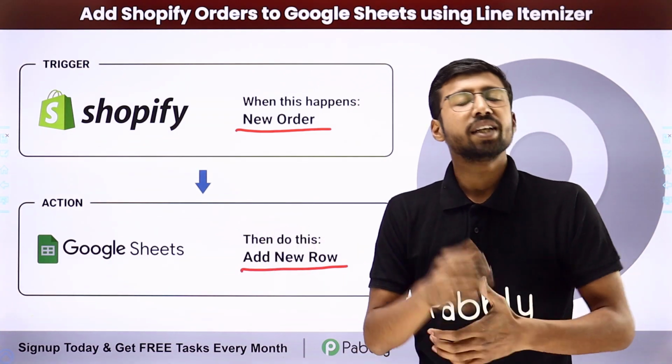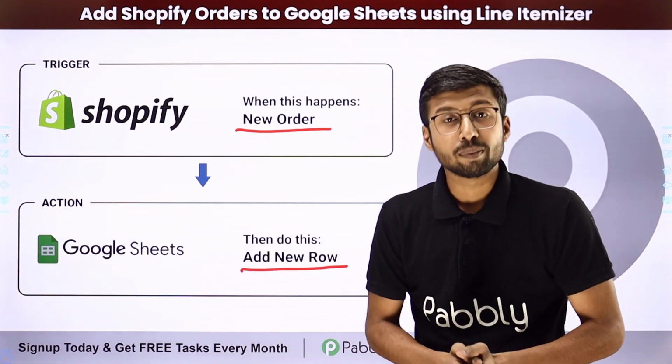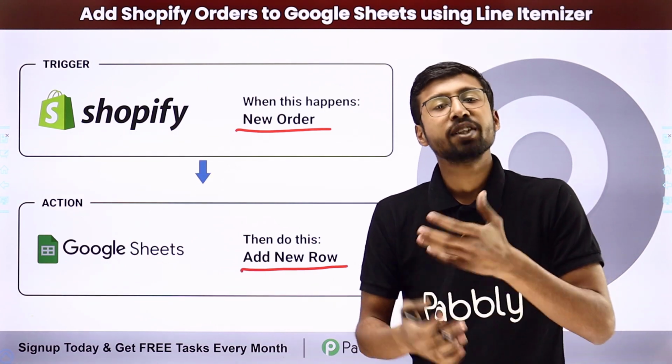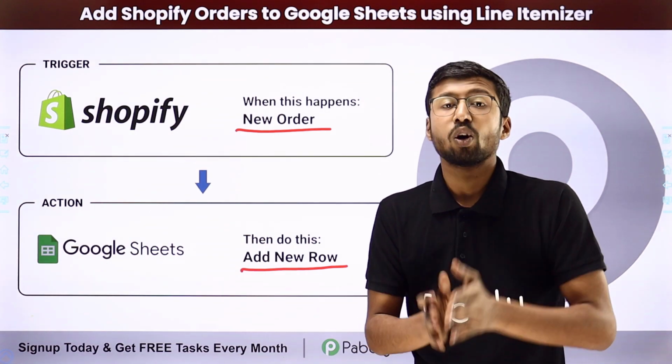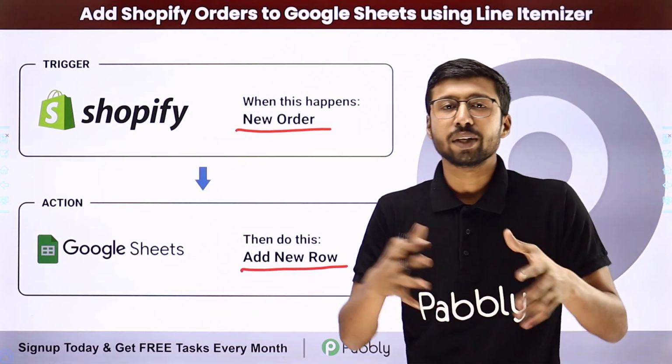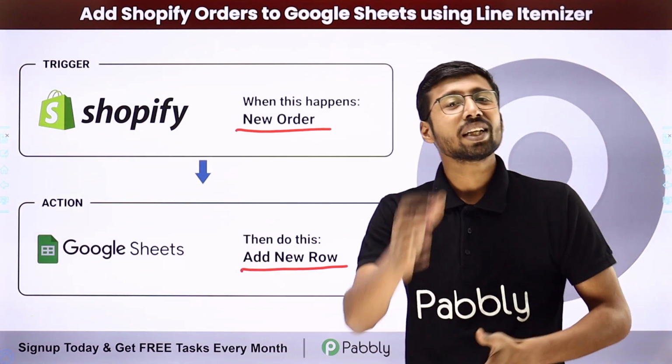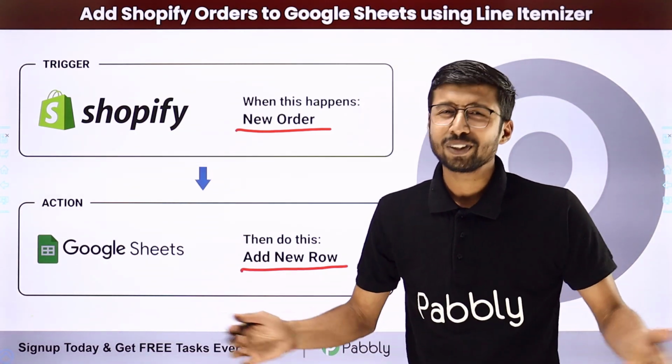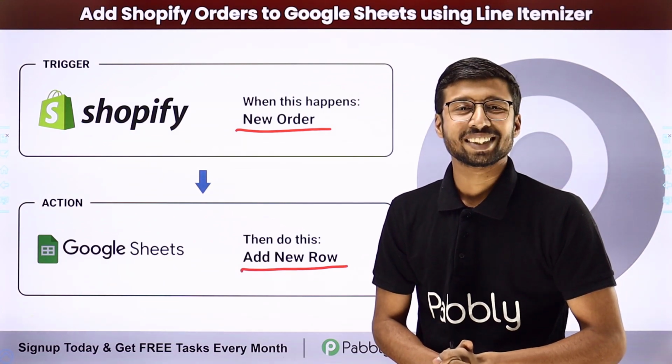Sheet. So guys, in this video, we are going to use a feature of Pabbly Connect that is called Line Itemizer. And using this feature, we will be getting the details of all the multiple products into a single response. So how it is done and how you can set up this automation, to know this, you have to come with me to my screen.